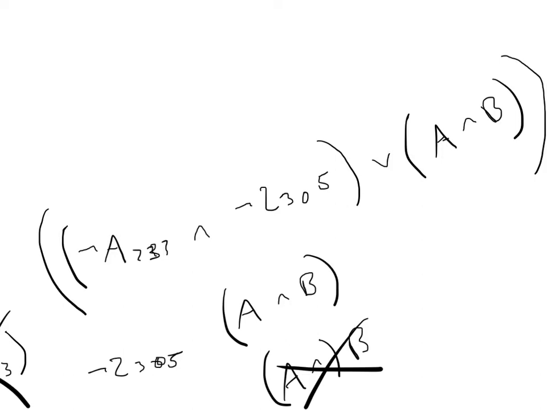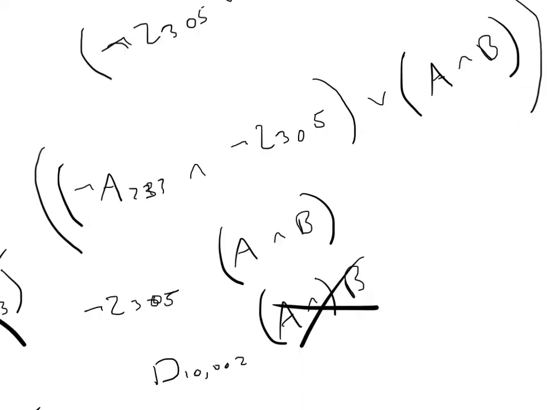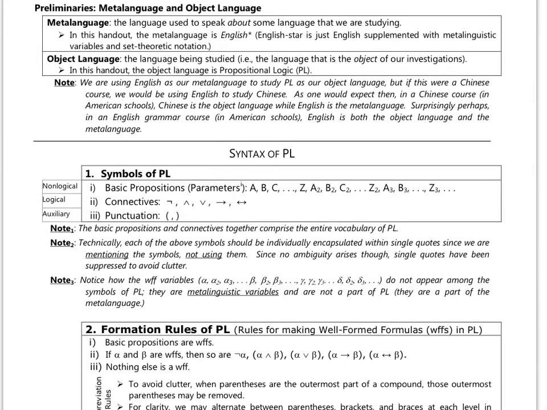We could have simpler disjunctions, of course, as well. We already said that neg Z305 is a well-formed formula, and we know that F is a well-formed formula because it's part of our alphabet. It's one of our non-logical symbols, our basic propositions. So we put parentheses around the whole thing. That's a well-formed formula. Okay, so this is a little bit simpler disjunction.